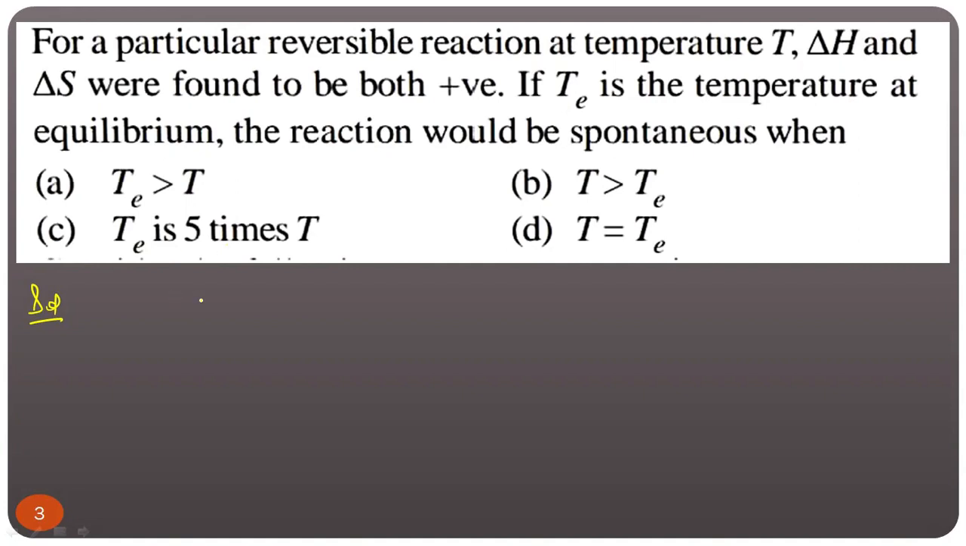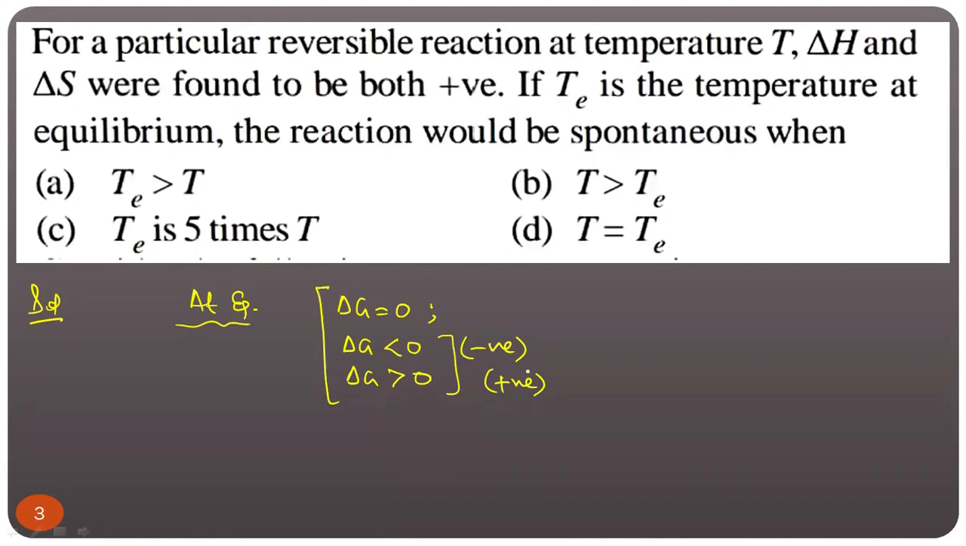Okay, first of all, we know at equilibrium delta G is equal to 0. And if the reaction is spontaneous, delta G is less than 0. If the reaction is non-spontaneous, delta G is greater than 0. It means if delta G is negative, then the reaction is spontaneous. If delta G comes positive, then the reaction is non-spontaneous. If delta G is equal to 0, then it is equilibrium. Clear? That logic we know.